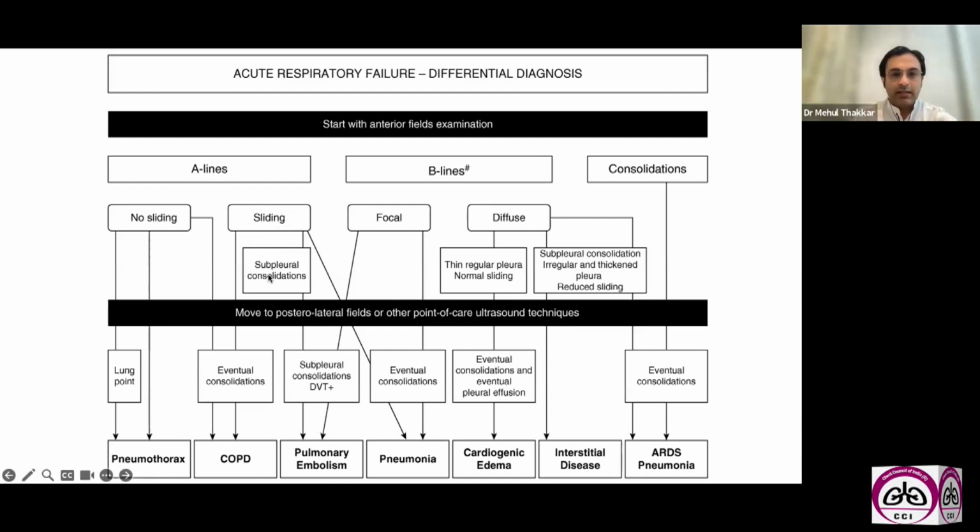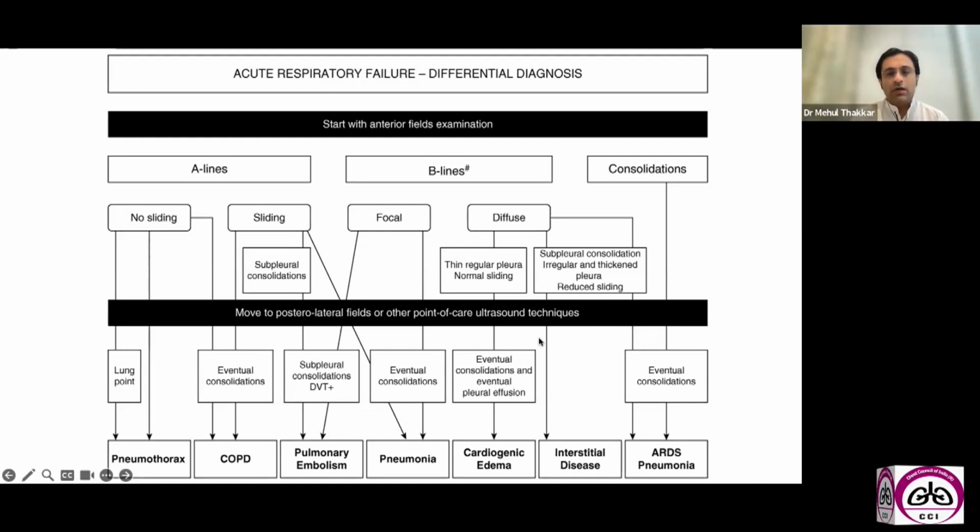If you see a sliding sign, then look out for the shred sign that I showed you, the subpleural consolidations, and that could help you figure out if there is any focal area of lung pathology. After the A lines, look out for the B lines. If you see B lines are more in number and they are diffuse, then you can consider an interstitial pathology. If you see a focal increase in the number of B lines with thin regular pleura and normal sliding, you're probably looking at a consolidation.